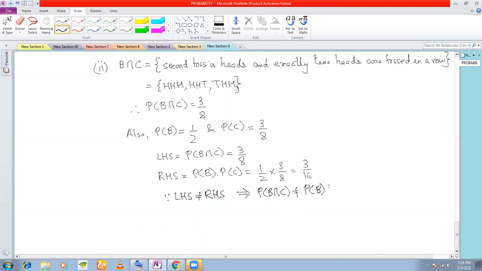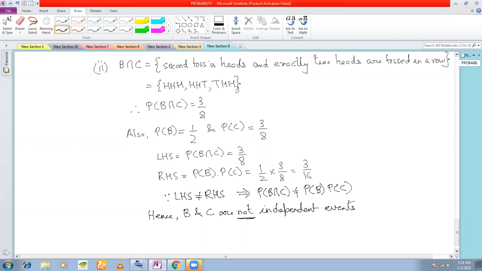Therefore, can I say that B and C are independent? No. Since P(B intersection C) is not equal to P(B) into P(C), B and C are not independent events. Clear? Understood? So they are not independent.